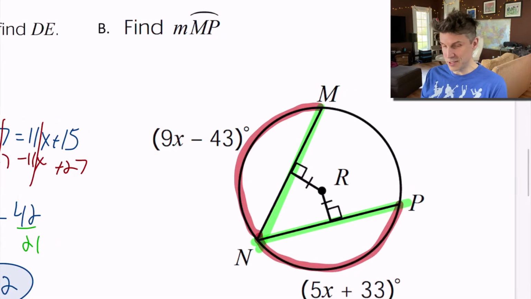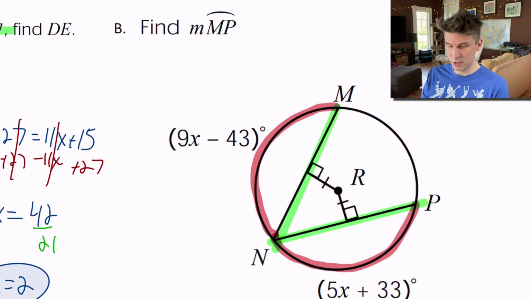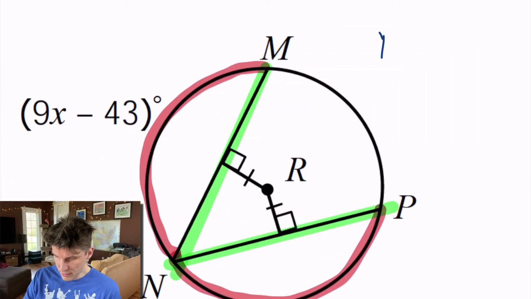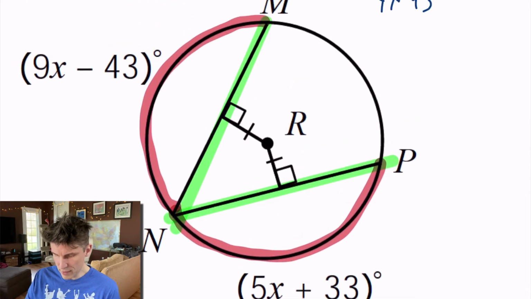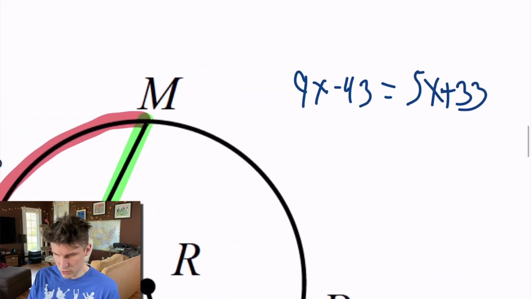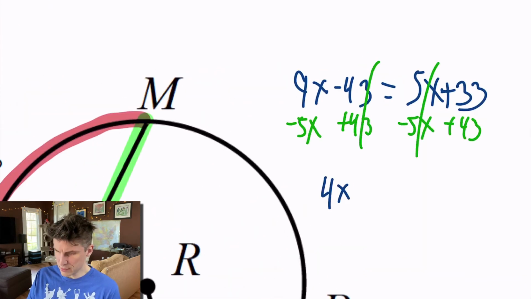And since they're the same, those quantities enable us to do this. So anyway, we have our equation. We're going to go 9x minus 43 equals 5x plus 33. And I'm going to add 43 to both sides. I'm going to subtract 5x on both sides. And we get 4x equals 56. And that's going to be 19, I believe.